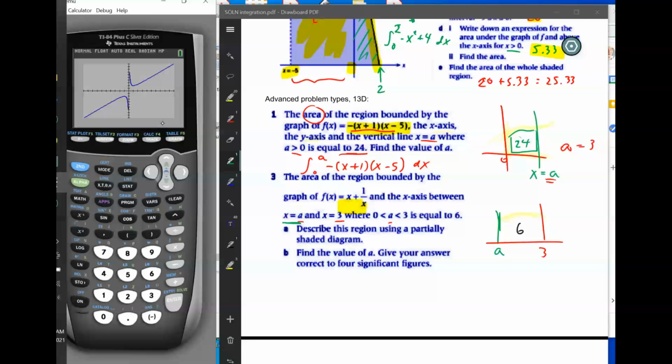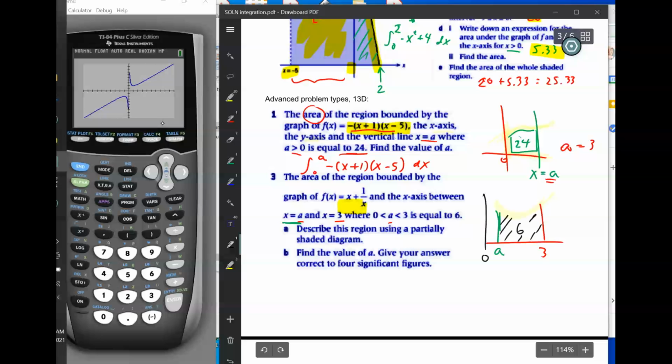Okay? So I'm going to draw this again. And so instead of looking like I just drew it, it's going to look more like this, right? I'm copying from the sketch there, from the calculator. Okay, so there's my partially shaded diagram, the shaded part is going to be here. And then this is going to be 0, right?